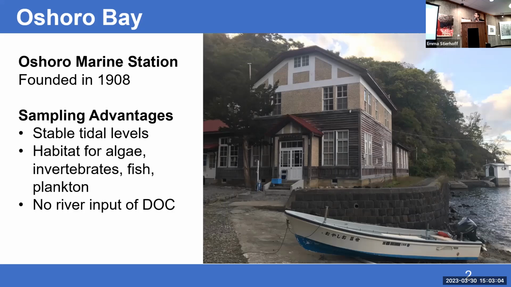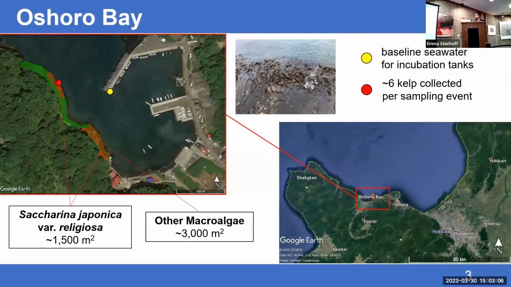So next slide. So here you can see the location of Oshoro Bay relative to Sapporo. You can see the general macroalgal ecosystem within the bay and the two main areas that Hosome kombu dominates. It dominates about a third of the total area. So that's why I'm mainly focusing on this kelp. As you can see, it grows quite densely, but there's a whole bunch of other species that grow there too.